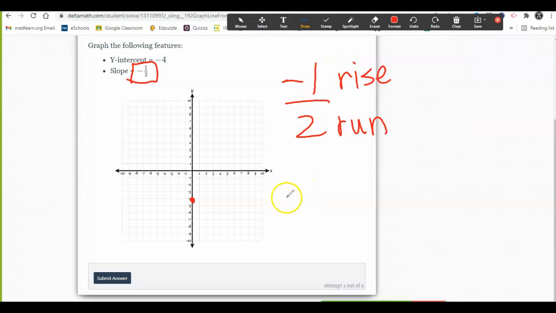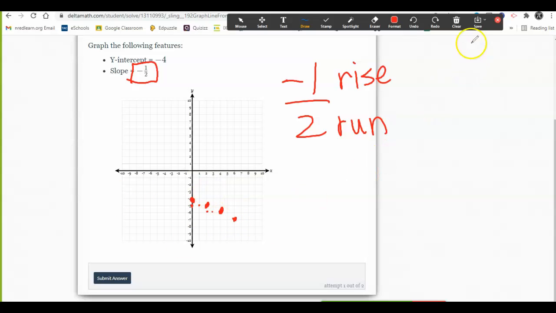Now I realize that the negative sign was on the side of the fraction, so I have to choose whether I want to give it to the 1 or give it to the 2. But I don't give it to both. So it's your choice. Either one will work. If I give it to the 1, I will go down one box and then over 2, make another point. Go down one box and over 2, make another point, and again.